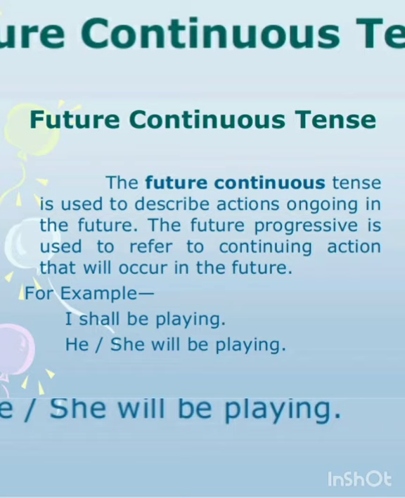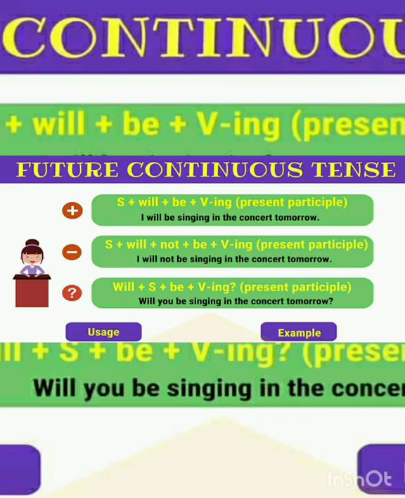Then, what is the formula of future continuous tense? Look at this image. To frame an affirmative sentence in future continuous tense, first comes a subject, then comes will, and then comes be, and then comes verb 1, and we should add ing to the verb 1. See the sentence, I will be singing in the concert tomorrow. I is the subject, will is a modal auxiliary, be is used, and sing is the main verb, and ing is added to the main verb, as it is a rule of future continuous tense.